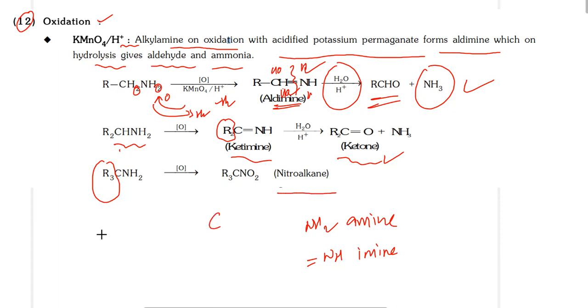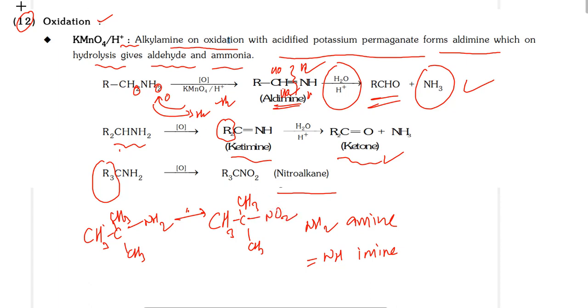nitroalkanes. Suppose I am taking here CH3. See, 3 CH3 groups, the carbon, NH2 is there. So it is reacting with the same equation here. All 3 CH3 groups as it is. This NH2 becoming NO2. This NH2 is oxidized here. Right? Nitroalkanes are forming. Nitroalkanes.